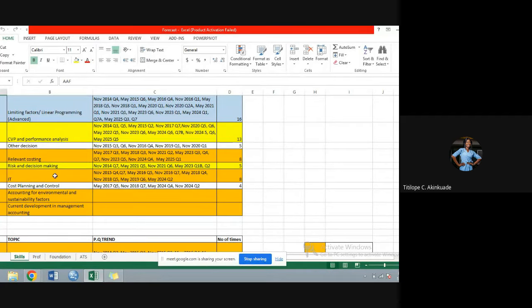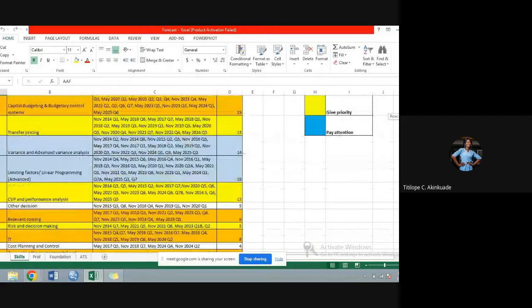For the IT component, this was last examined in May 2024, and it's highly probable in November 2025. Once you're done with that, then you can examine relevant costing. Also, your accounting for environmental and sustainability factors falls under this grouping.